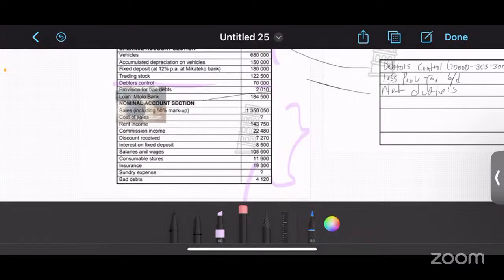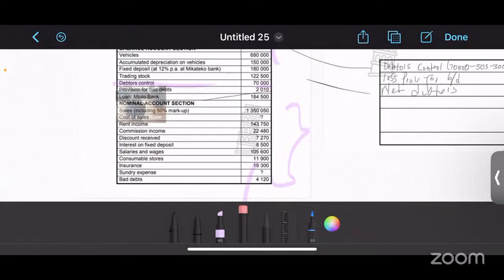Umpile, what do you think we're gonna do here? They say provision for bad debts must be adjusted to 4%. So, ma'am, I think we're going to take that 4,120 multiplied by 4% divided by 100. Ma'am, I think you see the debtors control. We still have to get the total, the 70,000 minus the other amount, and then whatever we get there, we multiply it by 4%, and then we adjust the provision for bad debts to that amount that we get.